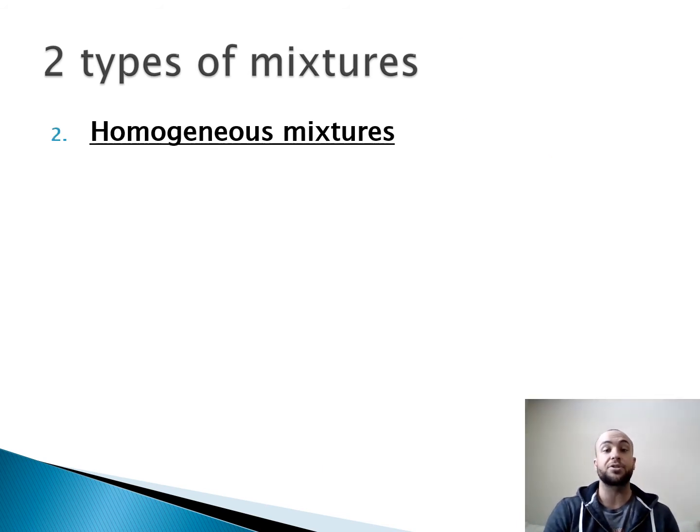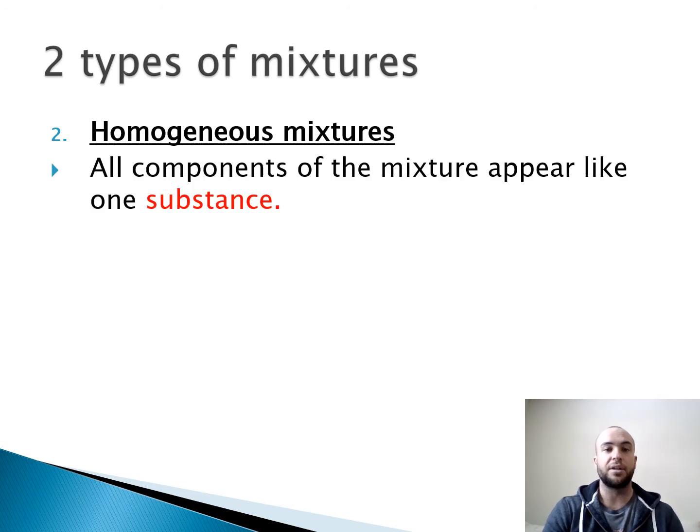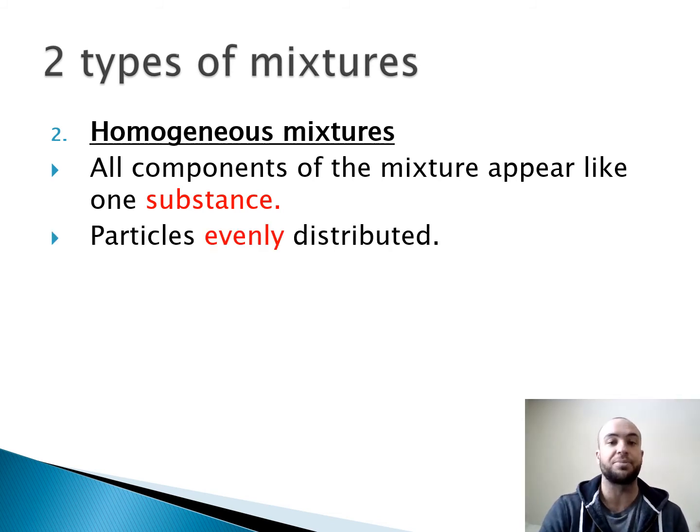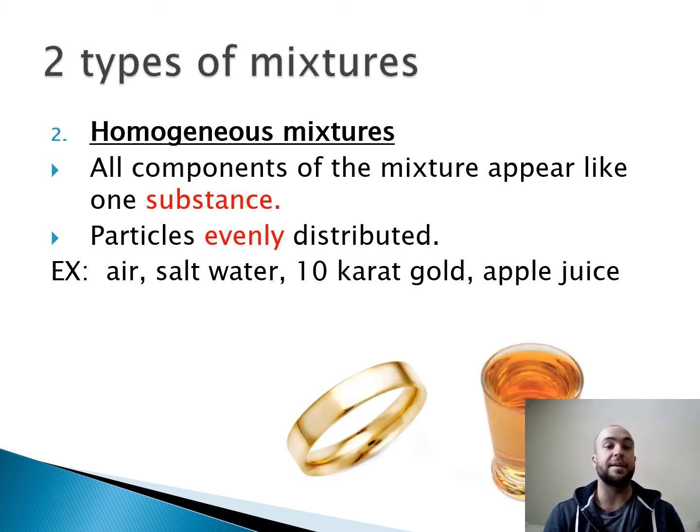The other type of mixture is something called a homogeneous mixture. A homogeneous mixture is when the components look like one thing. So all mixed in, it looks just like one substance. I like to think about liquids, right? Chocolate milk. I love chocolate milk. Does it look like one thing? Can you tell it's a bunch of different things mixed together? No, it looks like one thing, so that would be a homogeneous mixture. The particles are evenly distributed. Examples being air, salt water, 10 karat gold, apple juice.